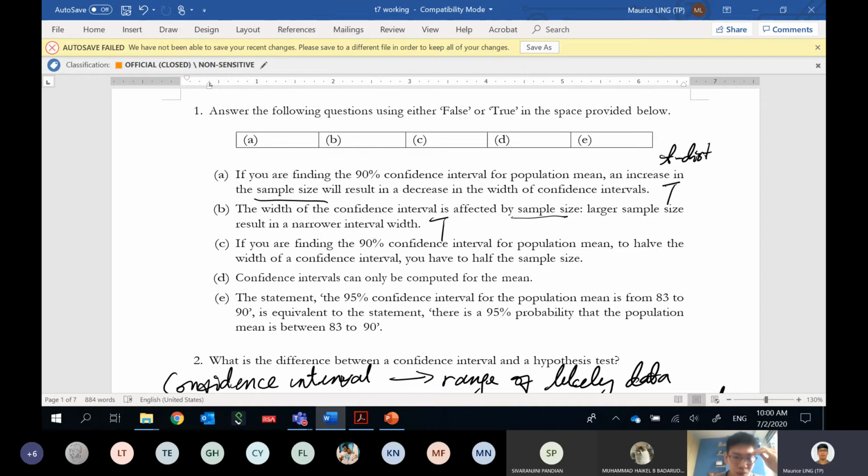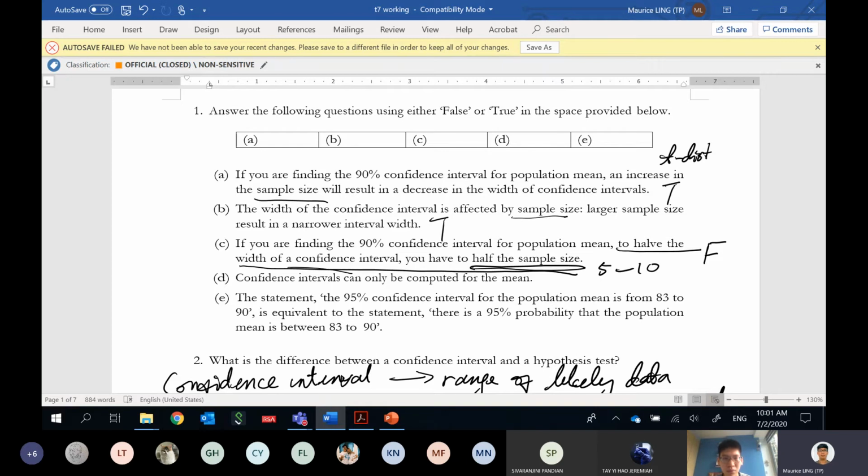Okay, Jeremiah, question C. True. Okay, no. You never halve the population size. You halve the width. To halve the width of the confidence interval, this part is technically totally wrong. So this is false. Don't do that. If your confidence interval is from 5 to 10, to halve this width, you cannot halve the sample size.